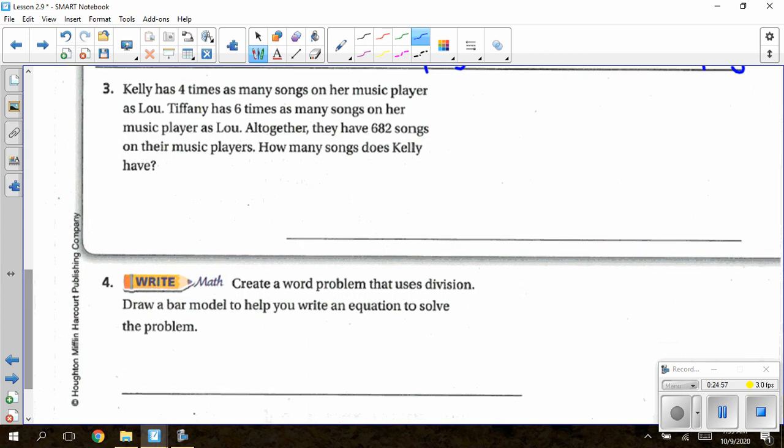Kelly has 4 times as many songs on her music player as Lou. Tiffany has 6 times as many songs on her music player as Lou. So that means Lou has the least amount of songs, so Lou would have the 1 box. And then Kelly would have the 4 boxes. And then Tiffany would have 6 boxes.